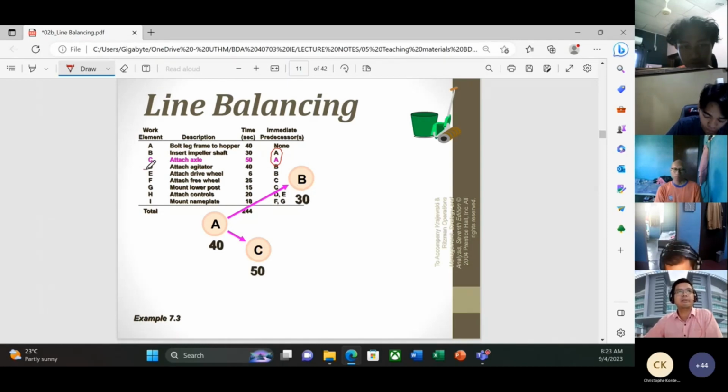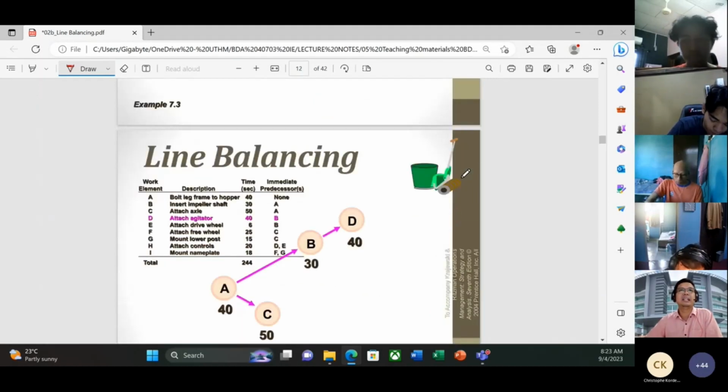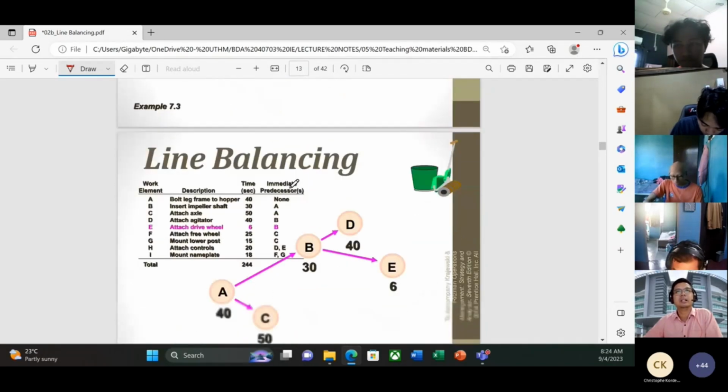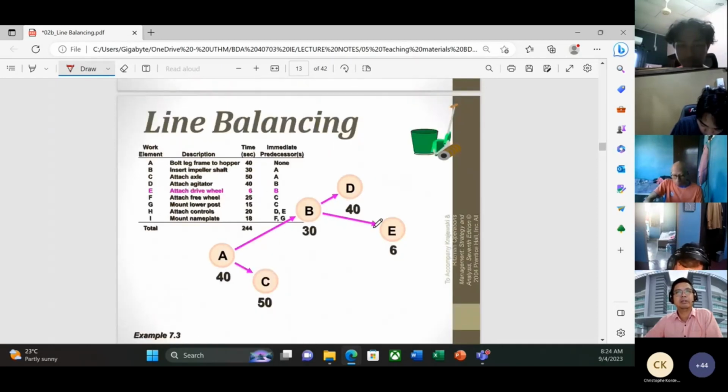Okay, and then we look at D. Attach agitator, 40 seconds, with immediate predecessor B. Which one is B? Here. So we draw again like this. D will be here. Make it a circle and put the time in seconds, 40 seconds here. And the rest. Look at E. Attach drive wheel, with B as predecessor. E is 6 seconds. Don't worry about the arrangement, just construct it with the correct arrows.